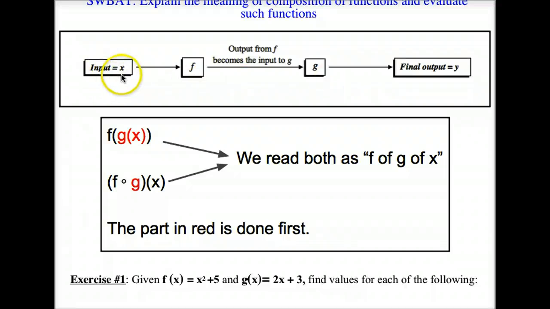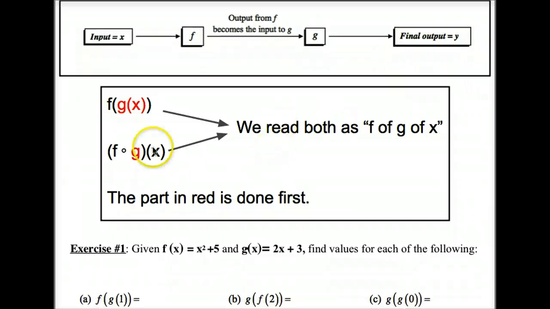So I'm going to input x into some function f, and that output from f becomes the input of g. So I'm going to take whatever answer I got from f of x, and that's going to be inputted into the g function, and that's going to be my final output. It looks something like this, and it's read as f of g of x. You can see either one of these notations, and we always do the part in red first. I like the first one more because I work inside my parentheses, then work my way out.